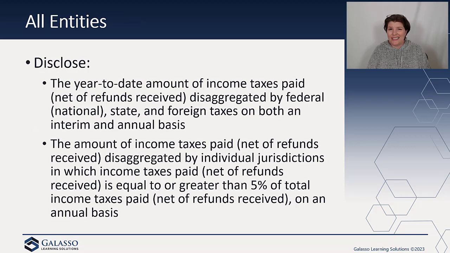In addition, all entities, which includes private companies, would have to provide the year-to-date income taxes paid, right? So what was that amount paid, right? Cash flow, net of any refunds, disaggregated by federal or national, state, and foreign taxes on an interim and an annual basis. Again, if you don't prepare interim financials, then you don't have to worry about that one. And then the amount of income taxes paid, again, net of refunds, disaggregated by individual jurisdictions where the income taxes paid is equal to or greater than 5% of the total income taxes paid. So this would even further disaggregate into the individual jurisdictions. So you'd have to break this down as to what are causing these income tax payments.